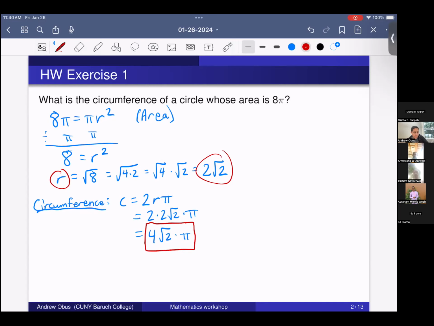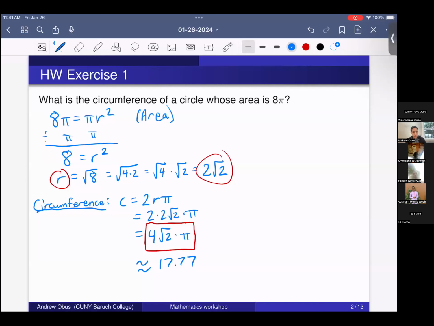Yeah, that's fine. Of course, it's going to be an approximation that way, but if you wanted to do some decimal approximation, you could definitely do that. So 4 square root of 2 times pi is 17.77, it looks like. You just have to know that this is an approximation. The exact answer is 4 square root of 2 times pi, but the approximation is about 17.77 if you want to use a calculator. Thank you. You're welcome.